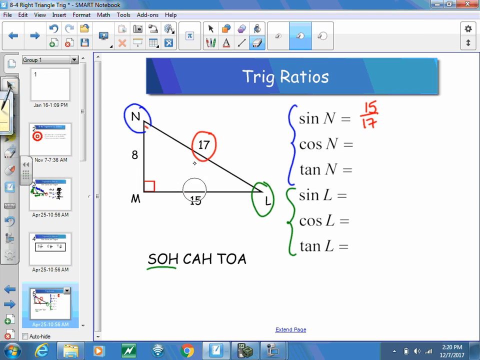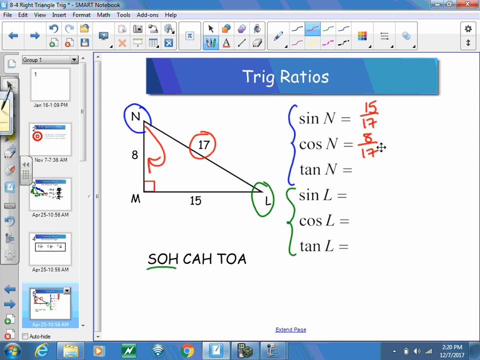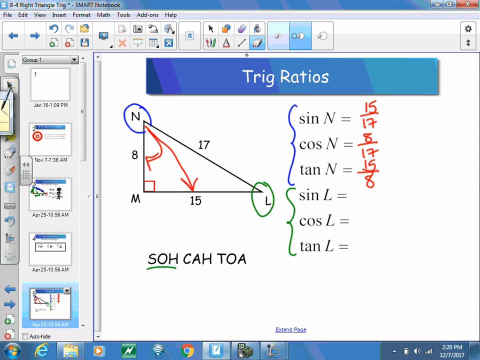Talking then about the cosine. Cosine is the adjacent leg over the hypotenuse. So that would be 8 over 17. Tangent is going to be your opposite over your adjacent. So we're going to go to the opposite side of 15. The adjacent leg is going to be 8. Those are the 3 trig ratios to go with angle N.